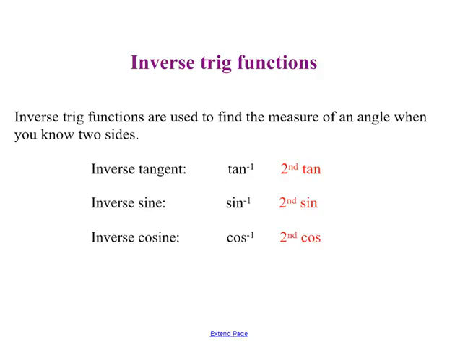You can see the inverse trig functions here. We have inverse tangent, which on your calculator will look like tangent -1. To access this button, you would hit the second button on your calculator and then the tangent button. Then we have inverse sine, which is sine to the -1, and you would use second sine on the calculator. And then inverse cosine, that's second cosine on the calculator.